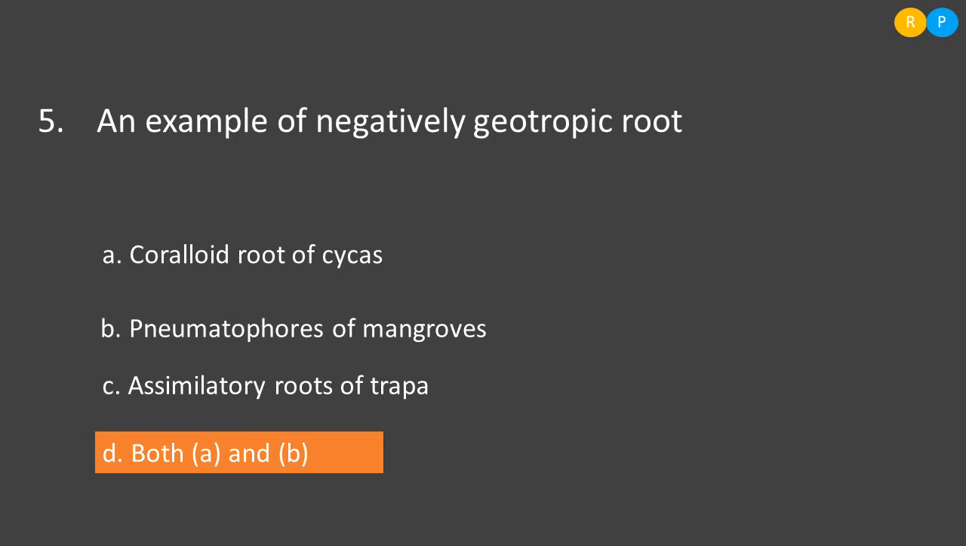Then option C, assimilatory roots of Trapa. In the Trapa plant, the roots are actually growing towards the region of soil. Then option D, both A and B. So the correct answer is A and B, because coralloid roots as well as pneumatophores are negatively geotropic roots. So the correct one is option D.